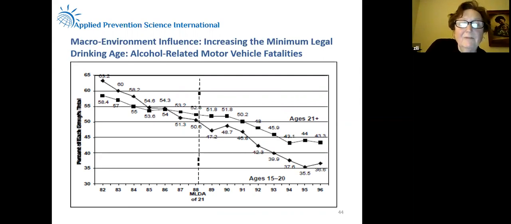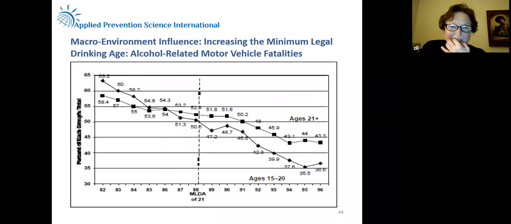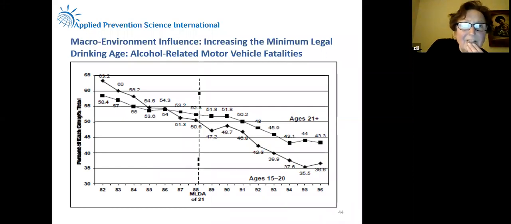In this case, I'm showing an environment, and I'm sorry about the blurriness of it, but I think you can understand what we're showing here. We're looking at a macro environment influence, which is a regulation that increases the minimal legal drinking age. And we're looking at the impact of that regulation on alcohol-related motor vehicle fatalities. So you can see, on the left, this is before the enforcement of the new minimal legal drinking age.